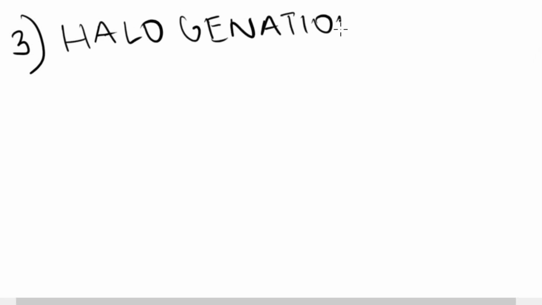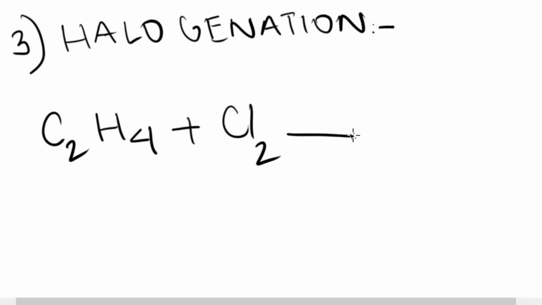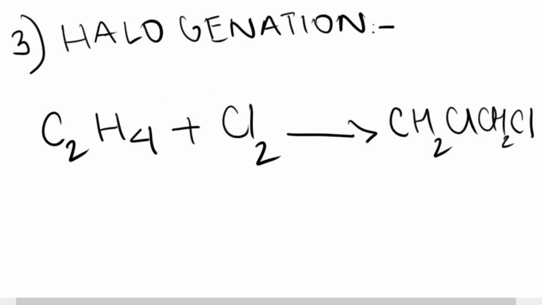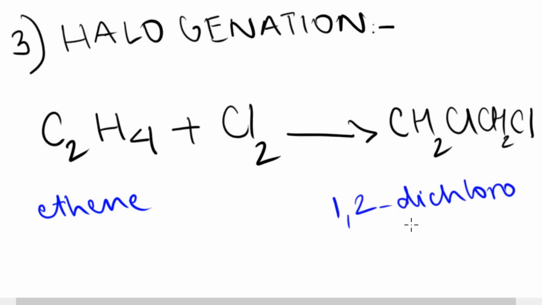The third one was halogenation. So it's the addition of fluorine, chlorine, bromine, or iodine. And again, the mechanism is absolutely the same. It is going to attack the double bond, but instead of giving us only one, like in alkanes, it's going to give us dichloro or dibromo. So for example, here we have ethene plus chlorine. It is going to give us 1,2-dichloroethane.